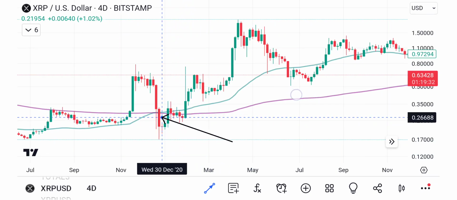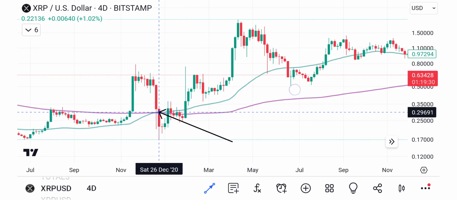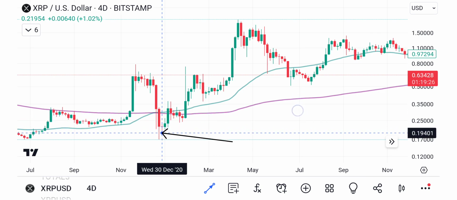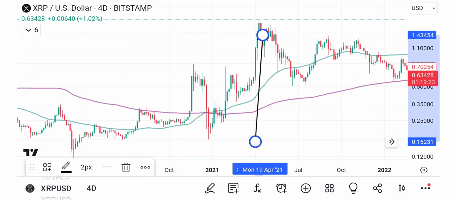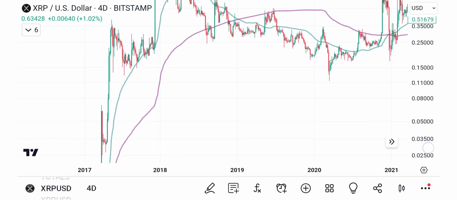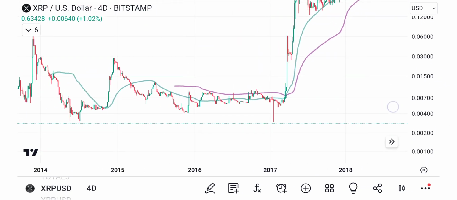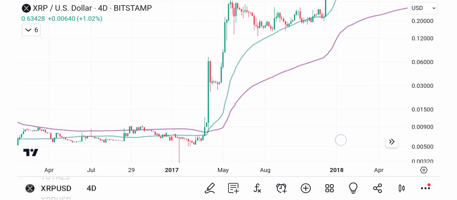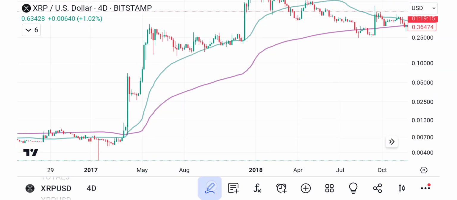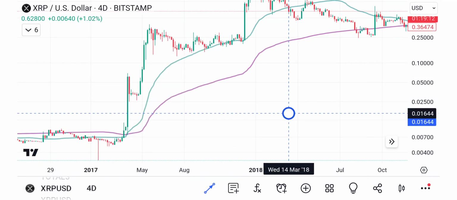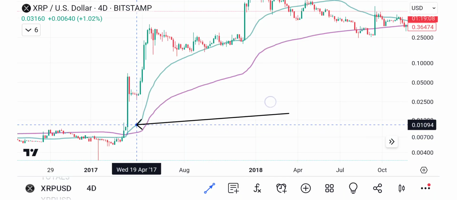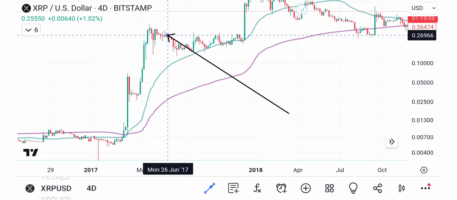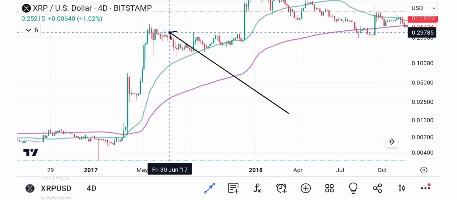So it crossed right here, and then we actually dumped, right? But then we continued to go higher. Going back even further, it happened right here, and look what happened there. So you could see the blue line crossing above the purple line. So here's the blue line, crosses above the purple line. Look what happened. Boom, skyrocket.